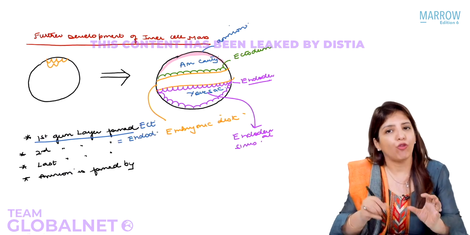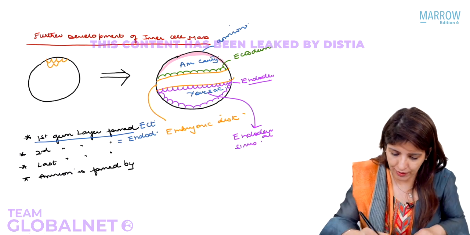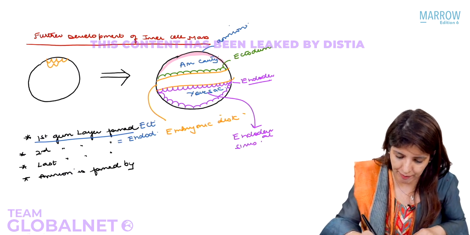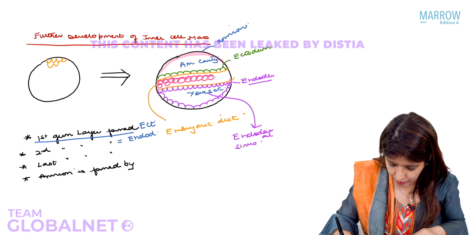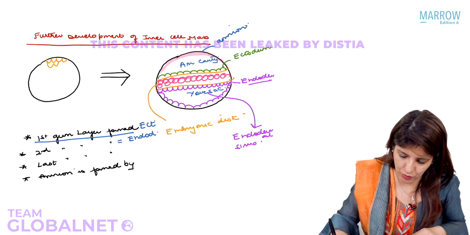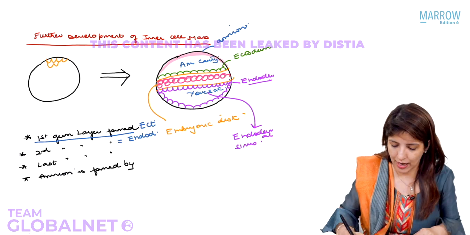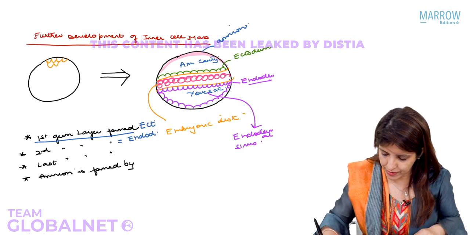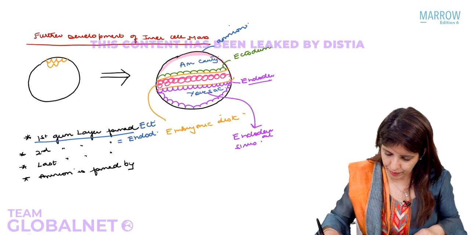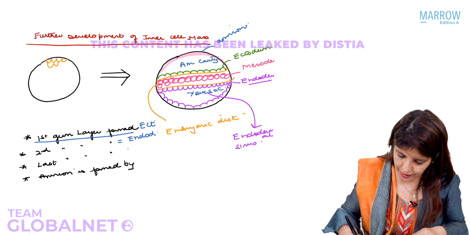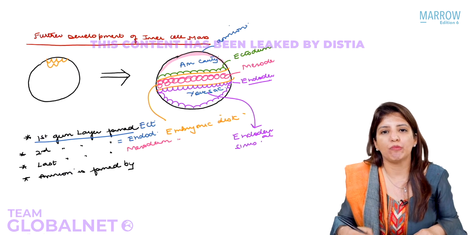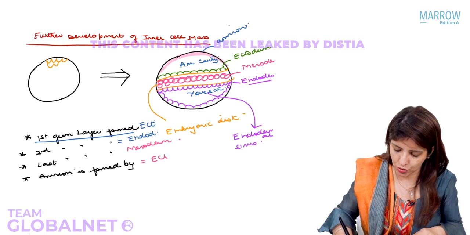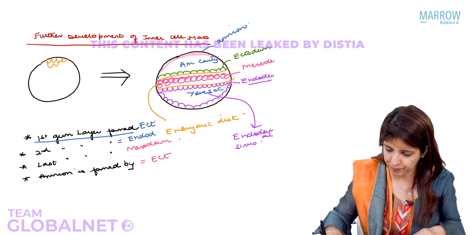And then from the primitive streak, we will have the third germ layer coming in, and that third germ layer will be your mesoderm. Right? In between them will come mesoderm. So the last one to appear is mesoderm. Right? So write down mesoderm. Next question: amnion is formed by? Amnion is formed by ectoderm. Right? Have you understood till here?